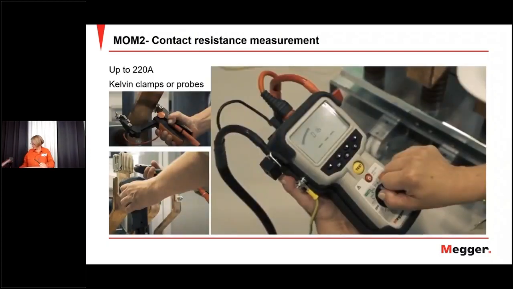Contact resistance measurement, that you also want to measure. And here I recommend the MOM2, a small handheld unit, less than 1 kilo, and up to 220 amps. That also, of course, depends on what you measure on and how high the resistance is. You work with these Kelvin clamps, and as you see, we are using this 4-wire method. We have current cables, black and red, and separate voltage cables.